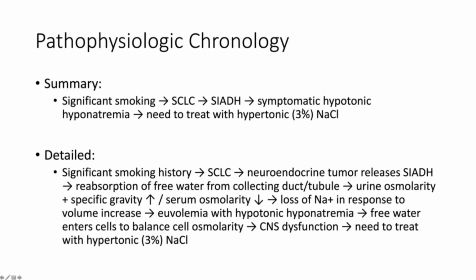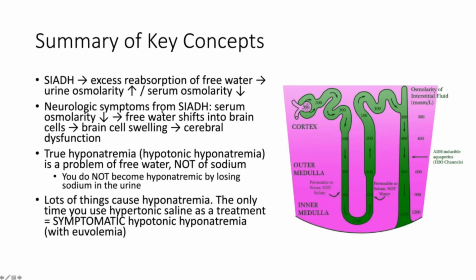But yeah, this is pretty classic. But again, there's a lot of things that I threw in there to try to make it a little bit harder. Hopefully this helps make sense of it, but the explanation should have even more. Okay, so again, this is what we're building towards. The summary of key concepts is that with SIADH, you have excess reabsorption of free water. So everything is going to be based around this. That's why the urine osmolarity is so high and the serum osmolarity is so low.